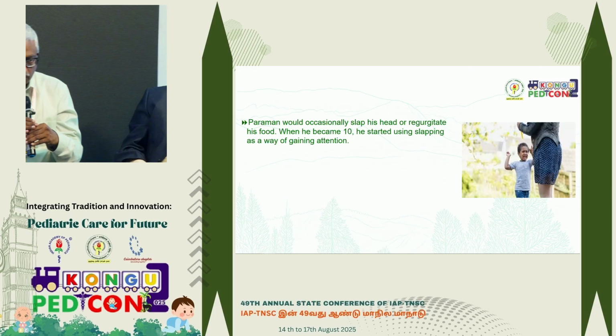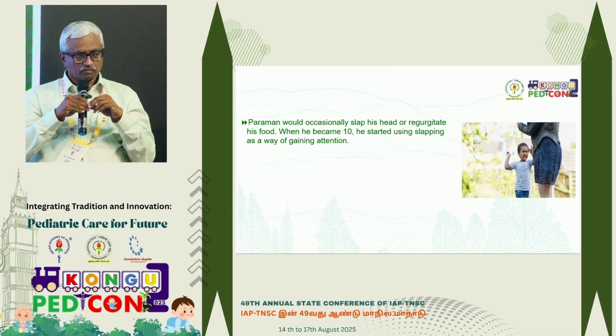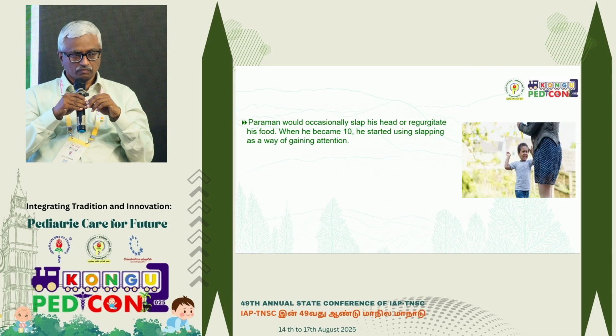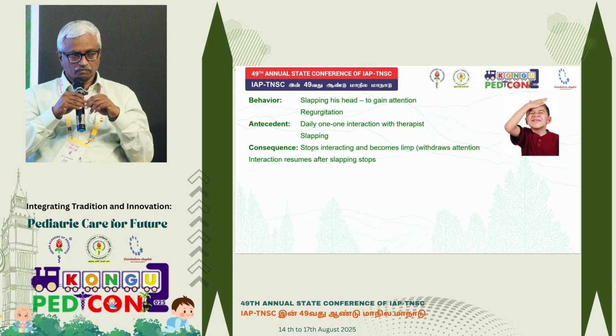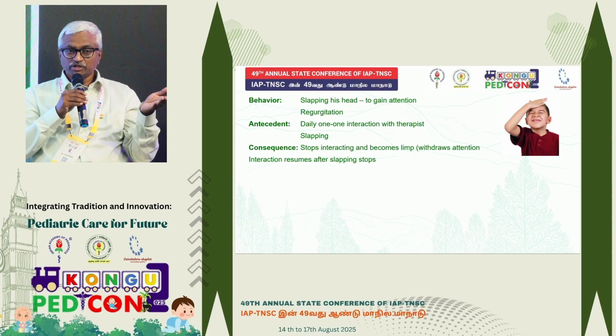So this, the eighth one, Paraman would occasionally slap his head or regurgitate his food. When he became 10, he started using slapping as a way of gaining attention. So what was he doing, attention seeking? So again here we are going to the behavior. He was definitely slapping to gain attention.